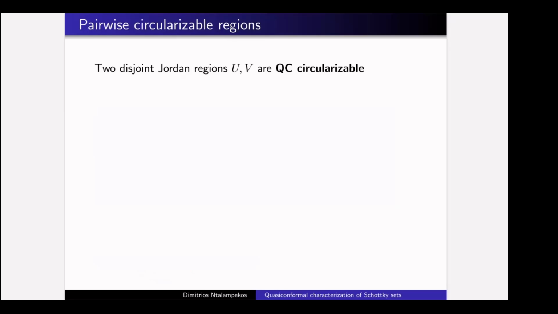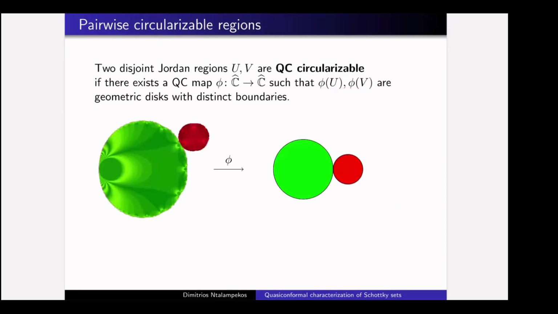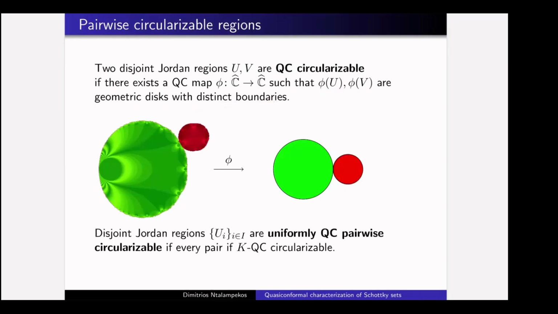Two disjoint Jordan regions are called quasi-conformally circularizable if there exists a quasi-conformal map of the sphere that maps them into two disjoint disks. And we want the boundaries to be distinct. We don't want to have a common boundary. And if we have a finite or countable collection of disjoint Jordan regions, then we call them uniformly quasi-conformally pairwise circularizable if every pair is K quasi-conformally circularizable for the same K. So we just studied the problem in pairs.